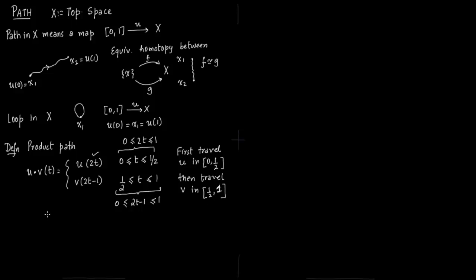And again this is important to note that this is not a composition. You're first traveling u and then you're traveling v, and note how it is written. If it was composition of functions, we would have written the other way around. So again it is u dot v. Now it is very important to note that this product is not associative.